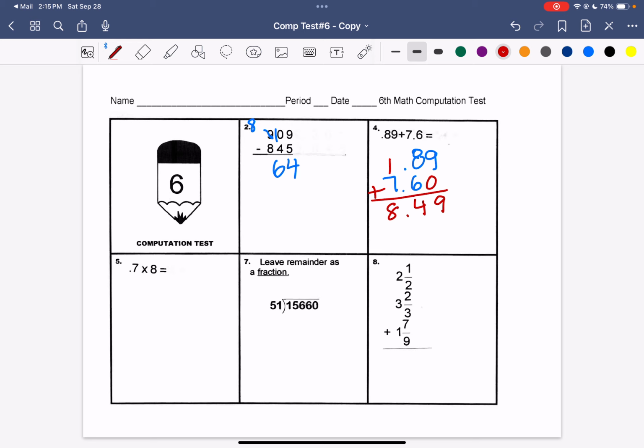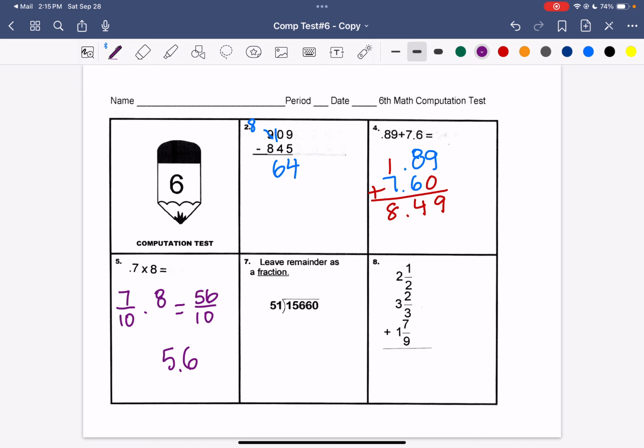For number 5, you don't have to line up decimals, but I want you to look at it a different way. 7 is in the tenths place, so 7 tenths times 8 gets 56 over 10. And when you divide by 10, you can show it by moving 1 decimal to the left.